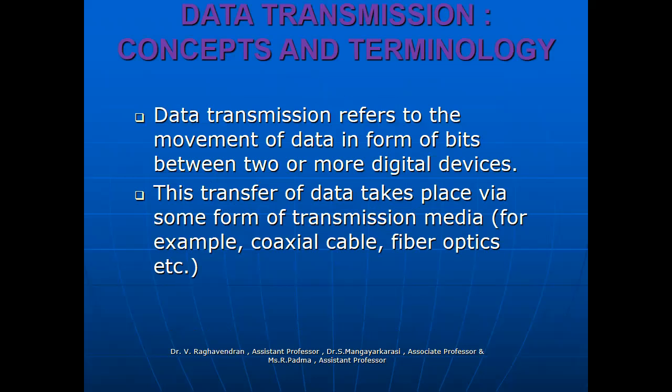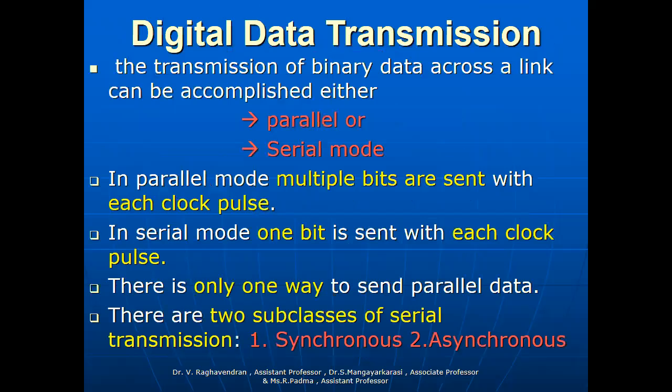Data transmission refers to the movement of data in the form of bits between 2 or more digital devices. Here bits are identified as zeros and ones. This transfer of data takes place via some form of transmission media, for example, coaxial cable, fiber optics, etc.